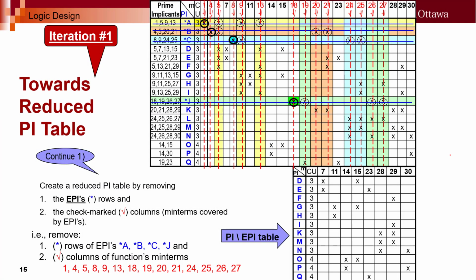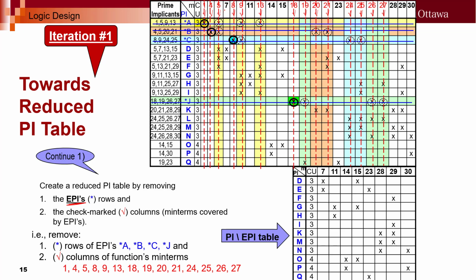After this, I'm gonna ignore those implicants that I've already covered, and remove the EPIs. Then I place a check mark for each min term covered by the EPI. So for instance, because I've selected A, what will A cover, guys? A will cover, as we can see, one and five. Therefore, I put a check mark at one and five. Okay, and so on.